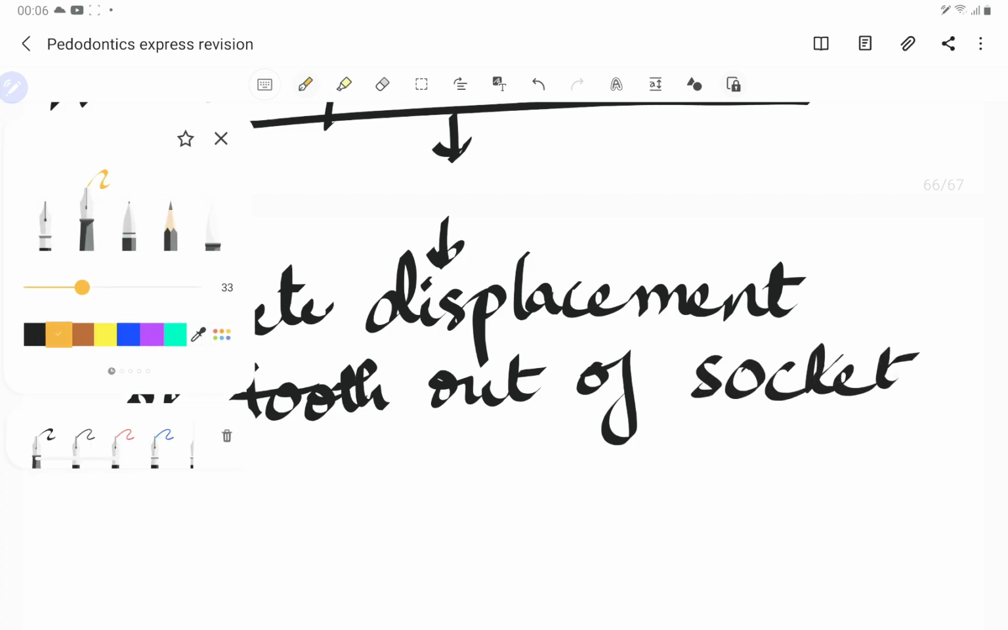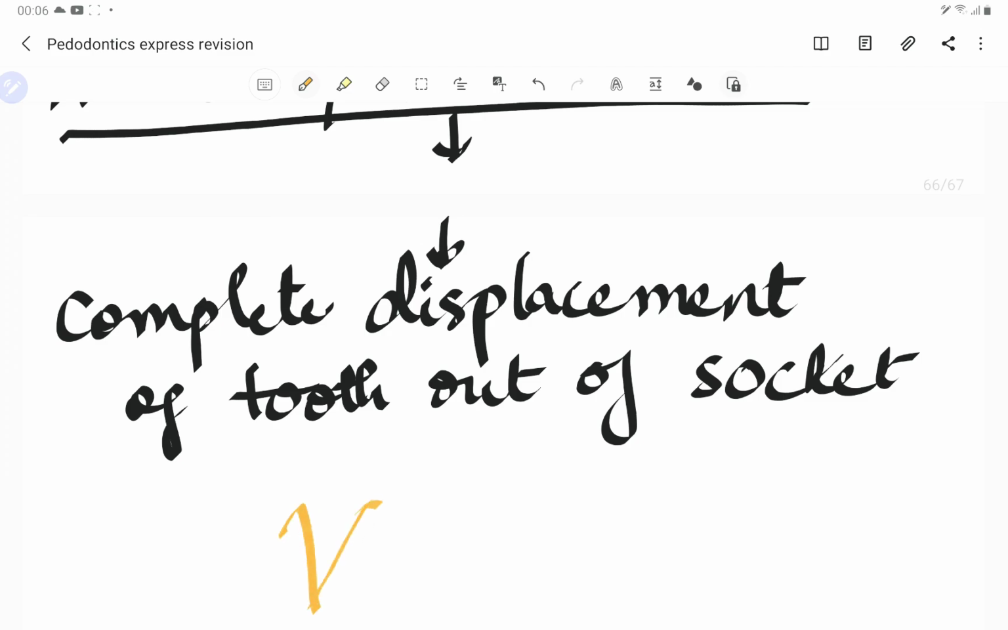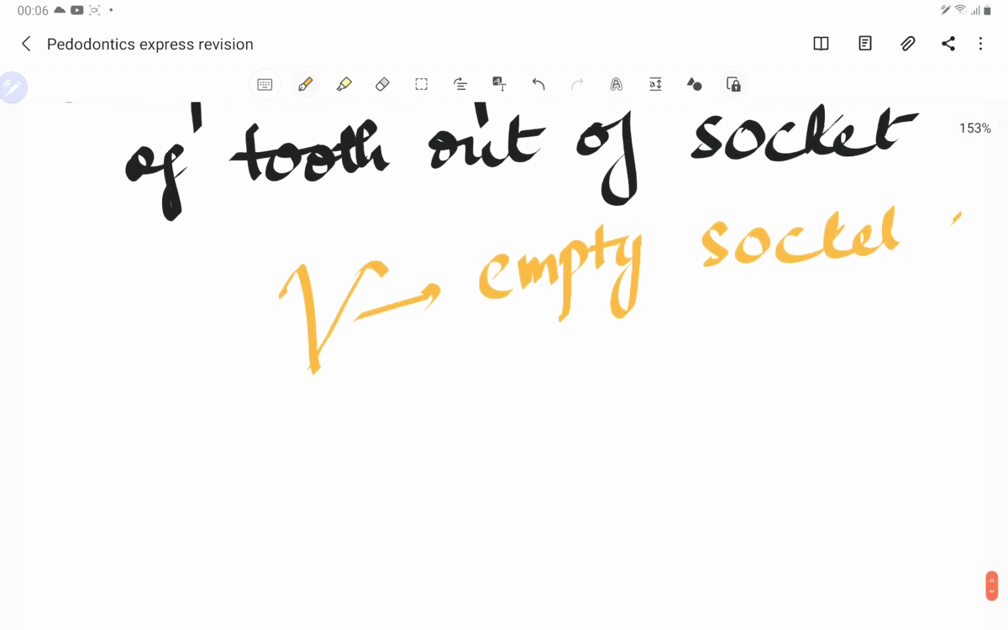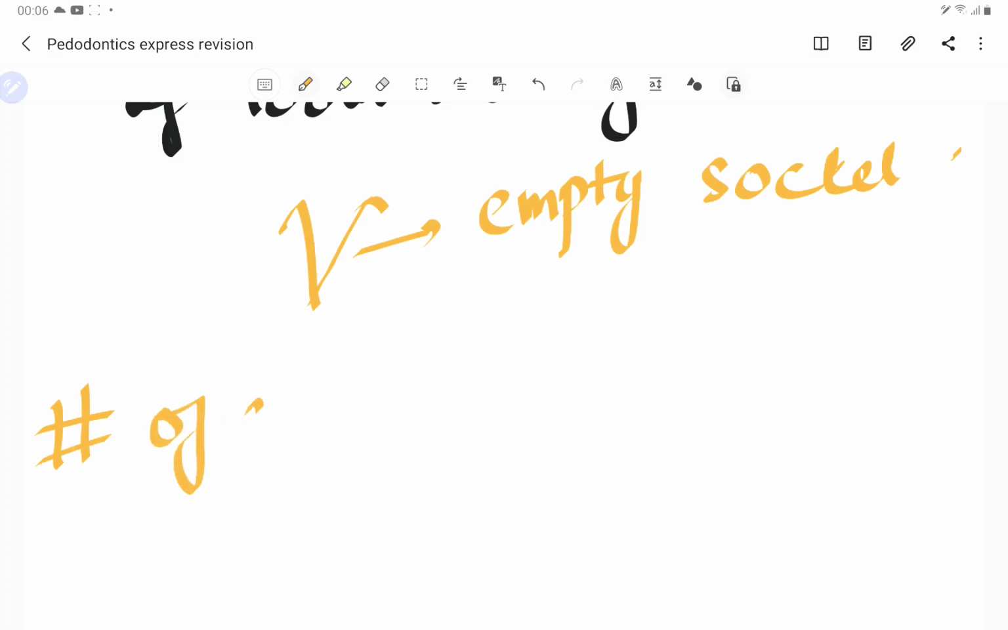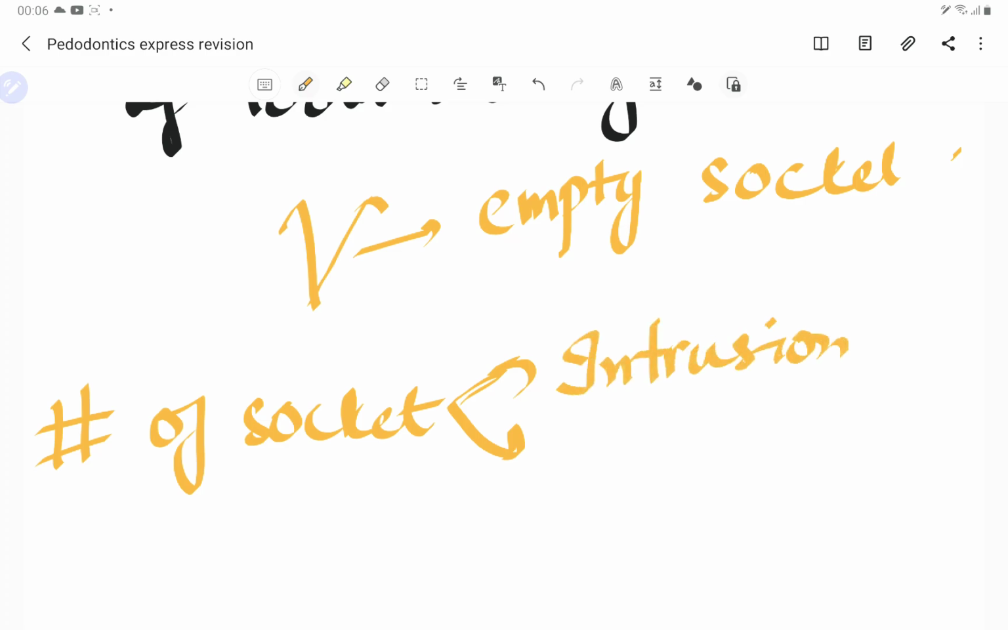So here is an empty socket in case of exarticulation or the avulsion. So where have you seen the fracture of the socket, guys? Fracture of the alveolar socket, in two situations, right? One is the intrusion and another one is the lateral luxation.